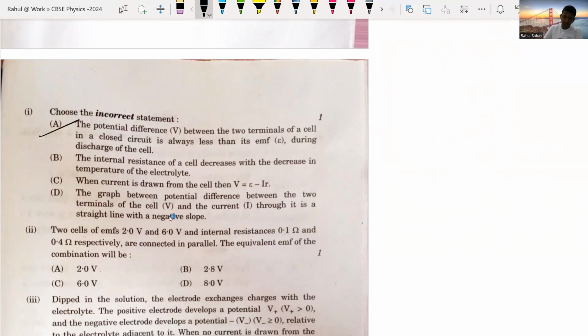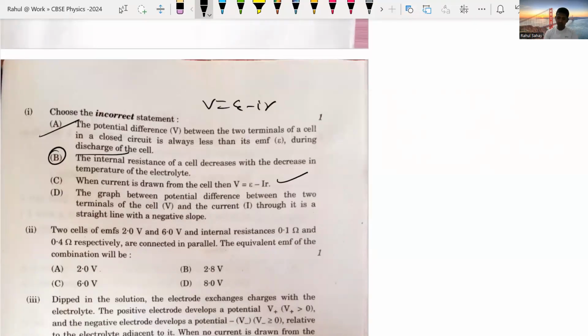This is correct. While discharging, V is equal to E minus IR. The internal resistance of the cell decreases with decreasing temperature. R is constant resistance. This may be, let us see all the others. When current is drawn from the cell, this is also correct.